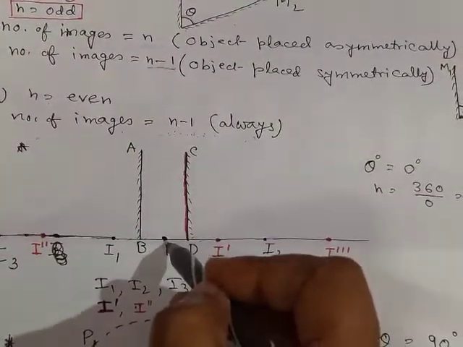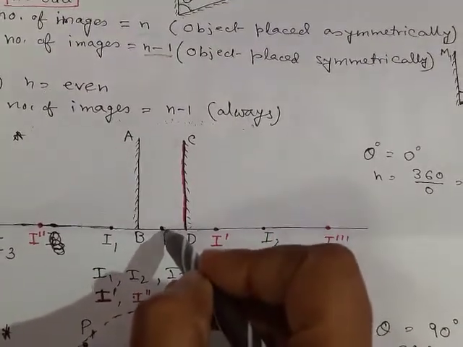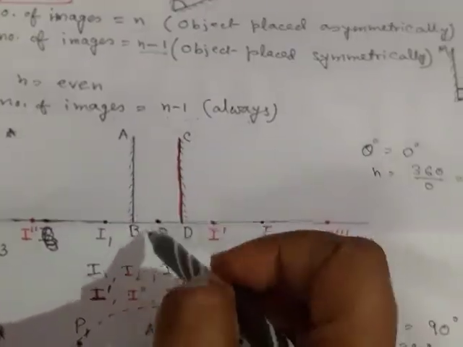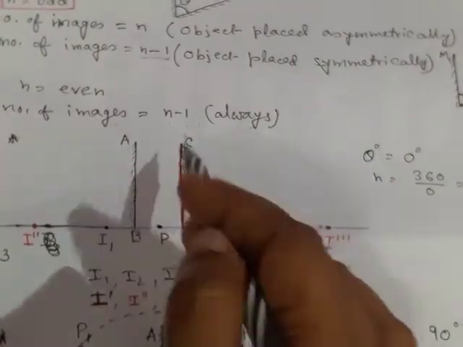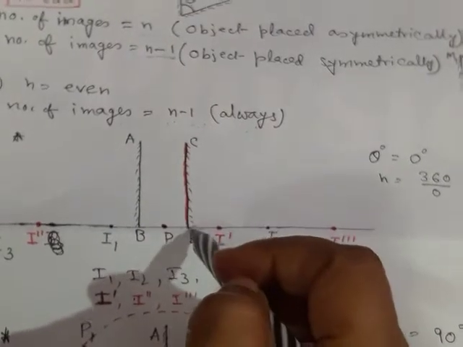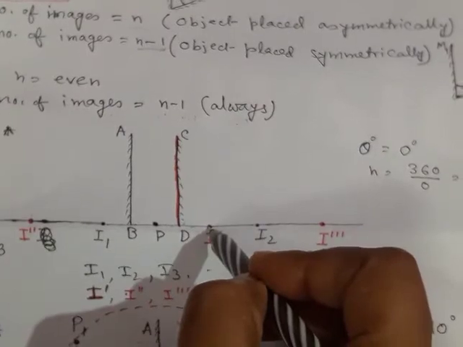Here the formation of some images is shown. Say P is the object, and first we will consider reflection by the mirror CD. So after reflection from CD, the image of P will be formed, that is I dash.